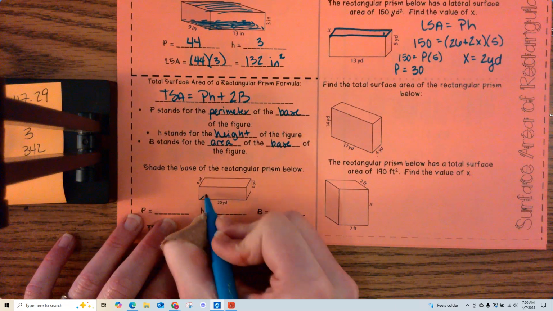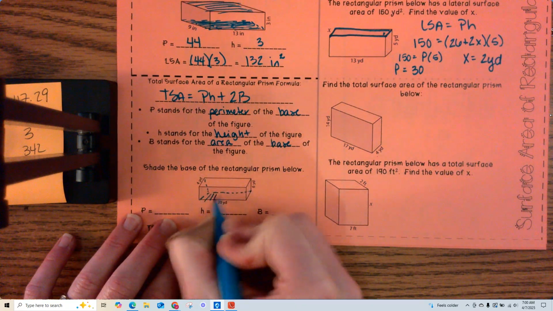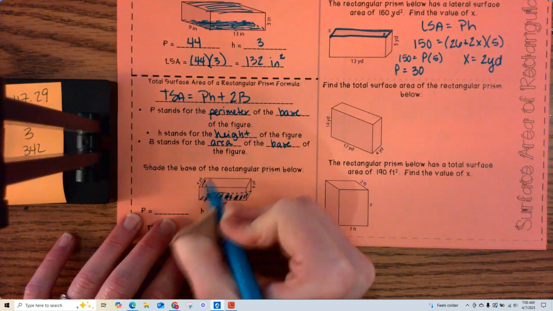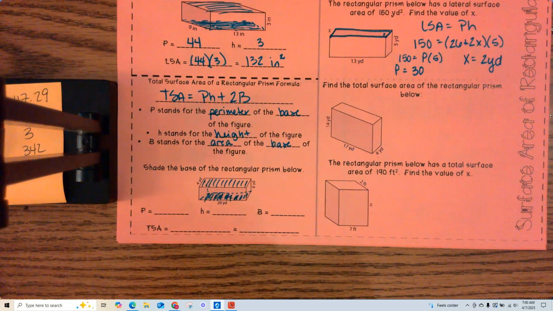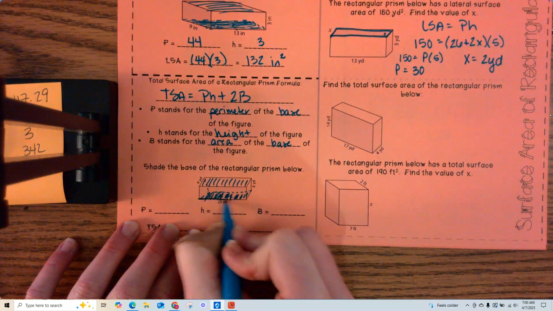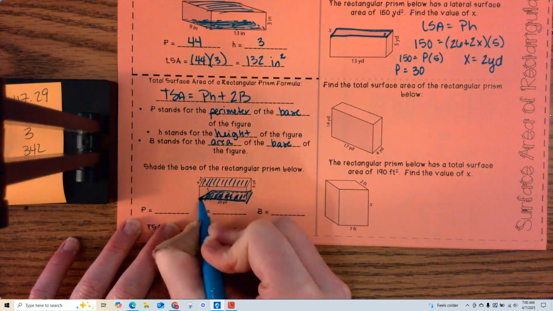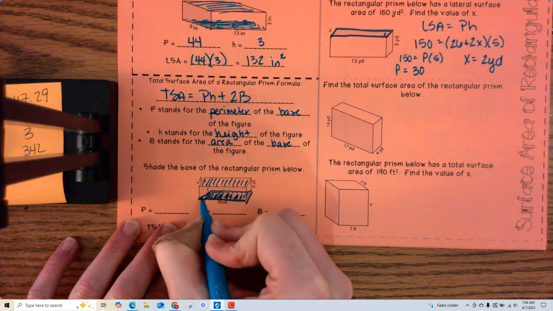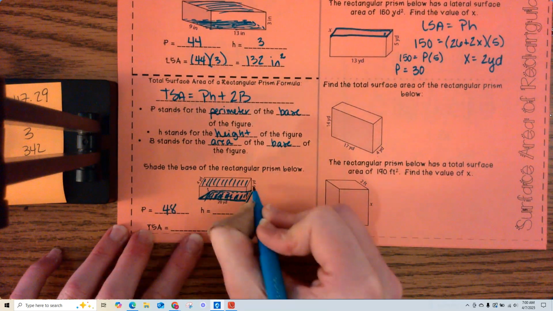All right, so shade the base of the figure. So again, if they don't tell us, we have to just assume that the base is the one that it's sitting on. So down here, which would mean this is also a base, that top piece. So perimeter of the base, this side plus this side plus this side plus this side. So 20 and 20, 40, and then 4 and 4 would mean our perimeter is 48.